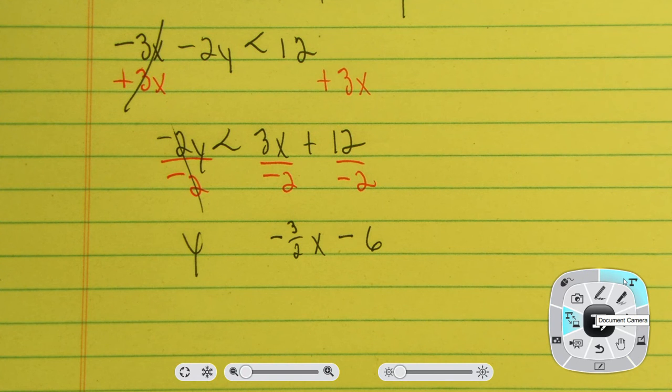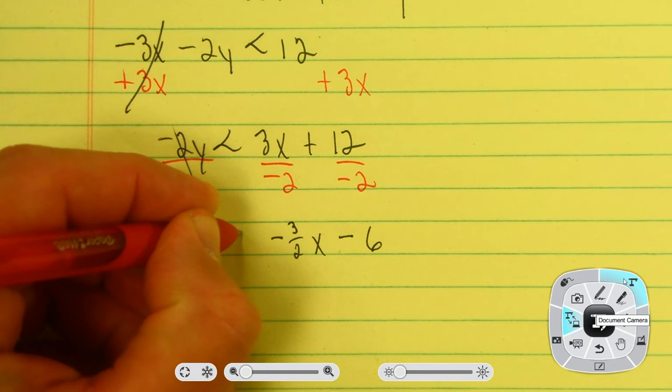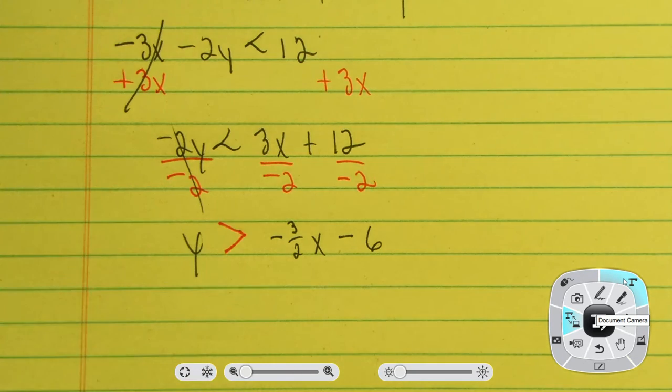But what do I do with the inequality sign? Does anybody know? I saw Malachi answer that. Anybody else know what to do? Yeah, I'm going to take this less than sign, and Malachi said it right. I'm going to reverse that sign like that.